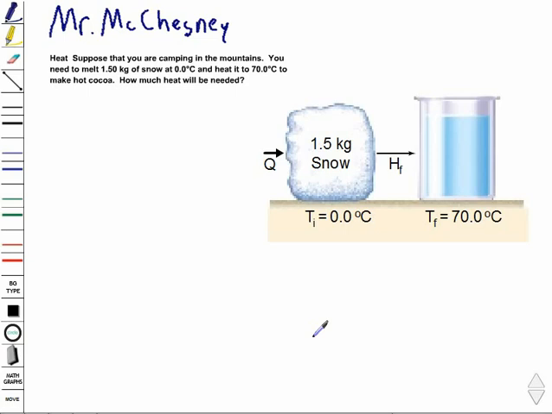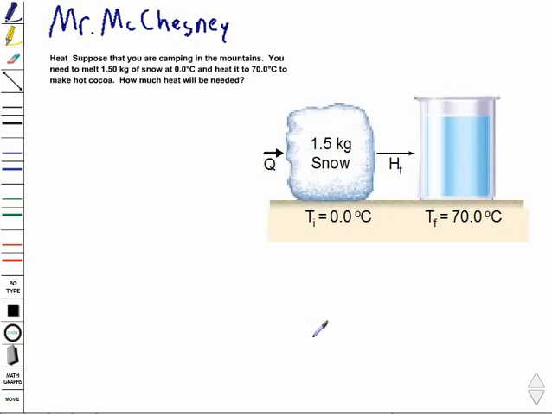So we have a problem here that says, suppose that you are camping in the mountains. You need to melt 1.5 kilograms of snow at 0.0 degrees Celsius and then heat it to 70.0 degrees Celsius to make some hot cocoa. How much heat will be needed?